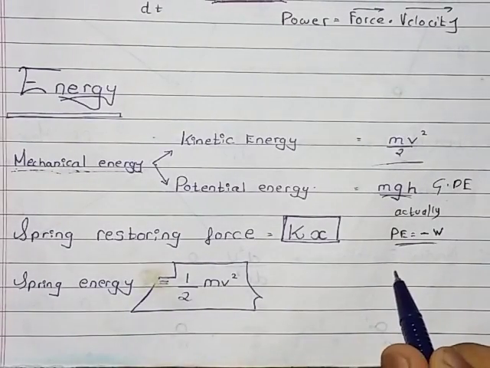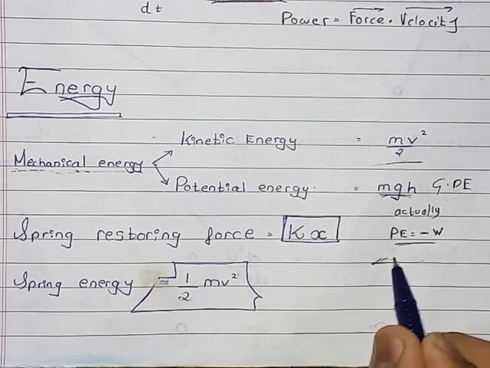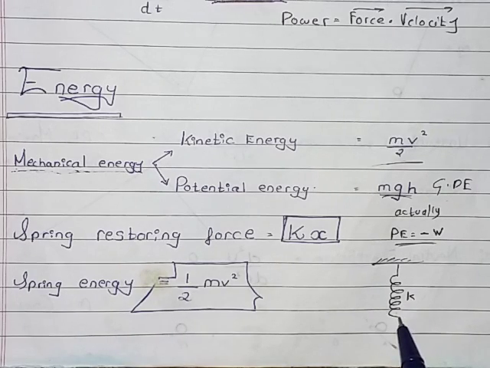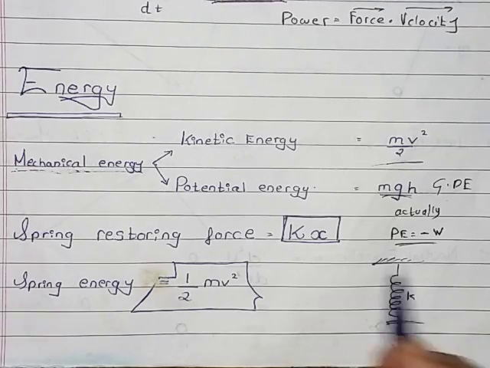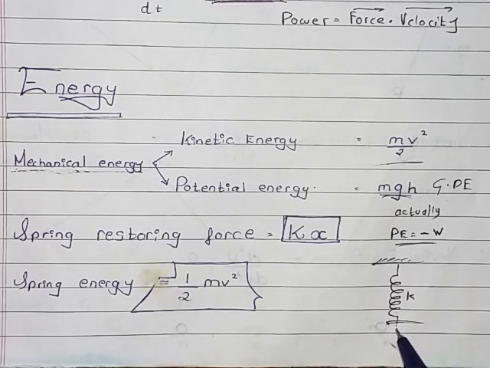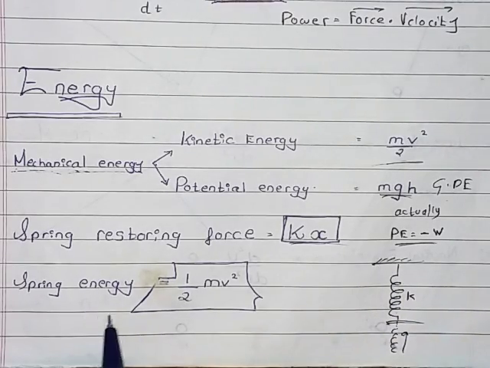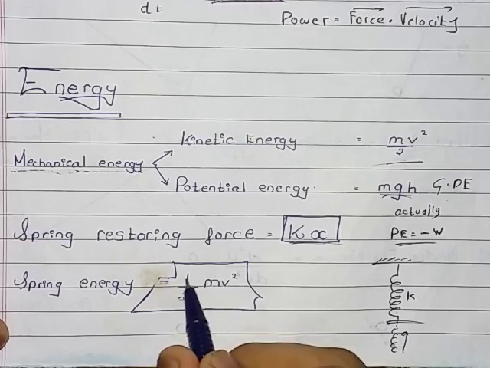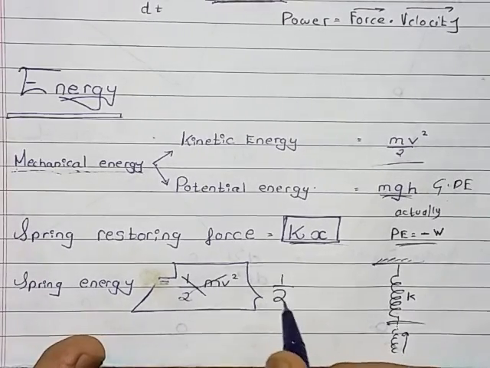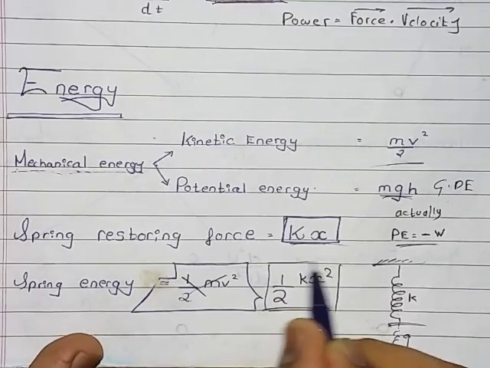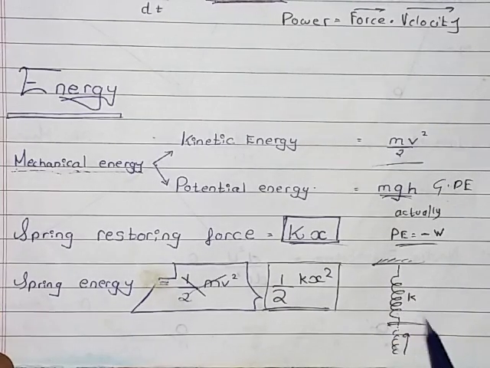And of course, I hope you know about the spring. If you don't, every spring has a spring constant named k. We call it the force constant. The more the force, the more the elongation. So the restoring force of the spring, if it is elongated, would be kx. And I'm sorry, I think I wrote it wrong. It's not half mv squared. The spring energy is half kx squared. The energy stored inside a spring would be half kx squared.